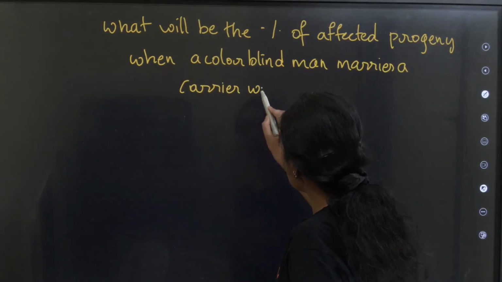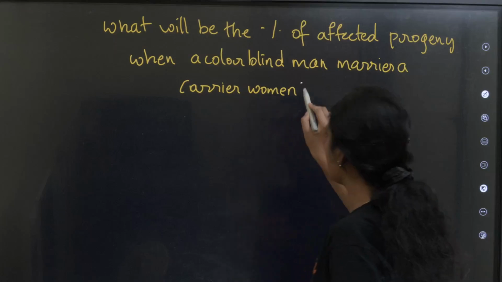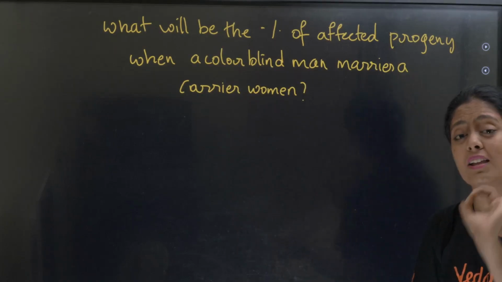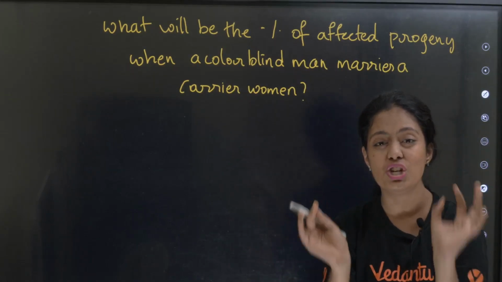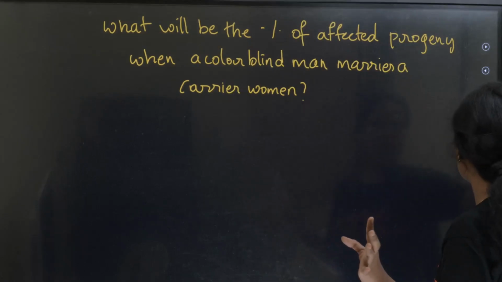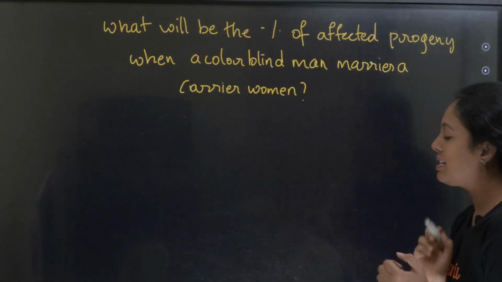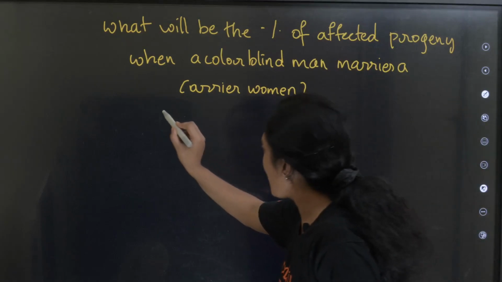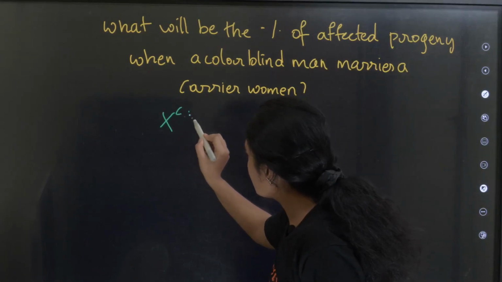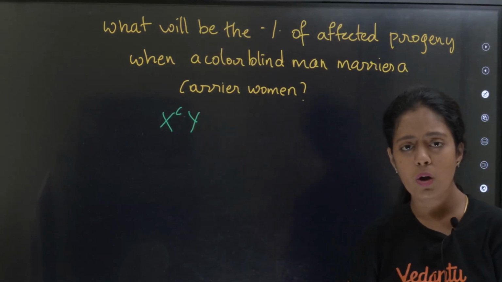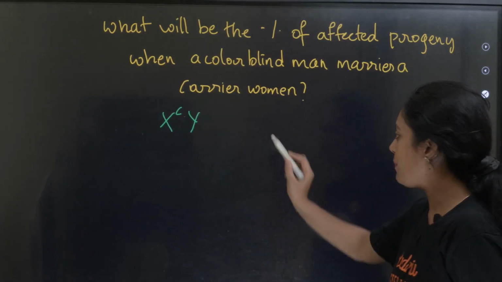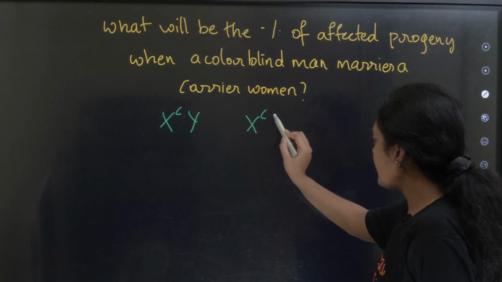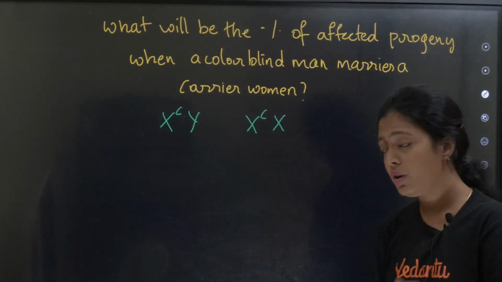Marries a carrier woman. So என்ன பசங்களா, முதல்ல நம்ம என்ன எழுதுறோம், நீங்க வந்து முதல்ல you should write the genotypes எழுதிட்டாலே முடிஞ்சது. Okay, so first let's try to write the genotype of a color blind man. So color blind man ஓட genotype என்ன? XCY. Okay, so carrier woman ஓட genotype என்ன? XCX. Okay, now let's put a cross.